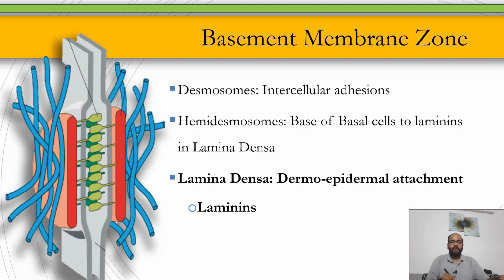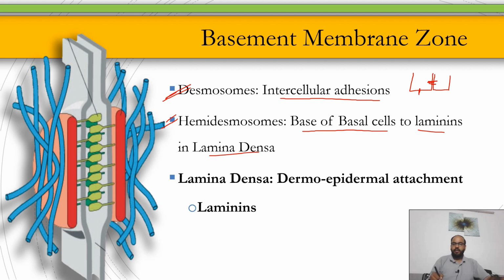So let's recapitulate a bit. The first part was about desmosomes. Desmosomes are intercellular adhesions, that means in between two adjacent cells, in which two cells are stitched via their walls, like this. The second part was about hemidesmosomes, which attach the base of basal cells to the laminins in the lamina densa. So it starts from here.